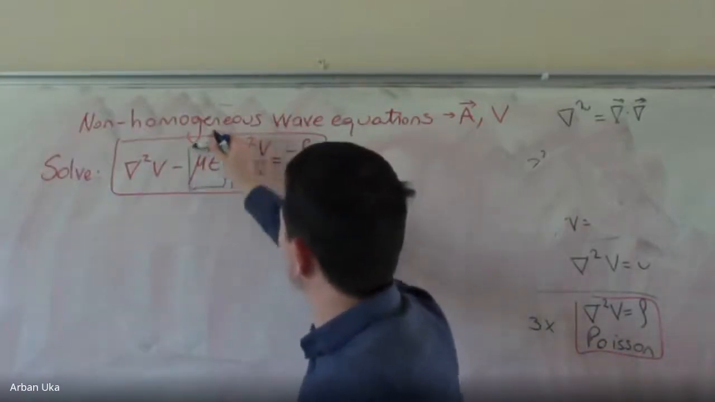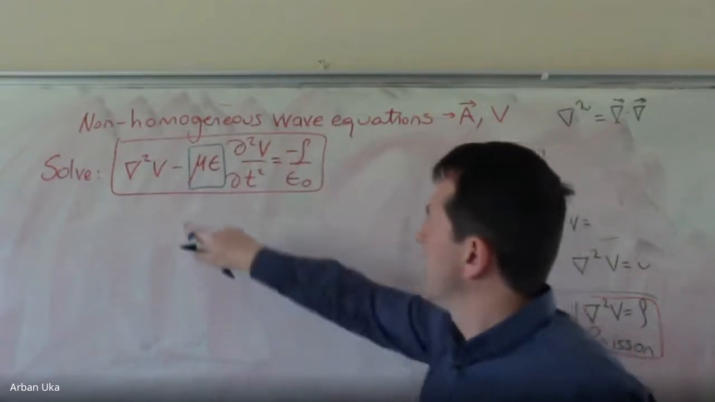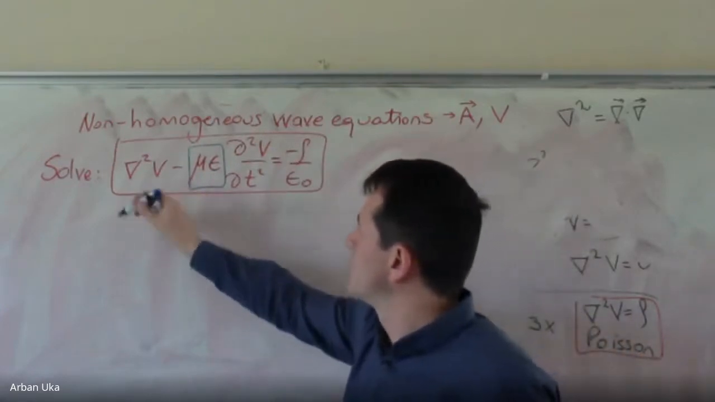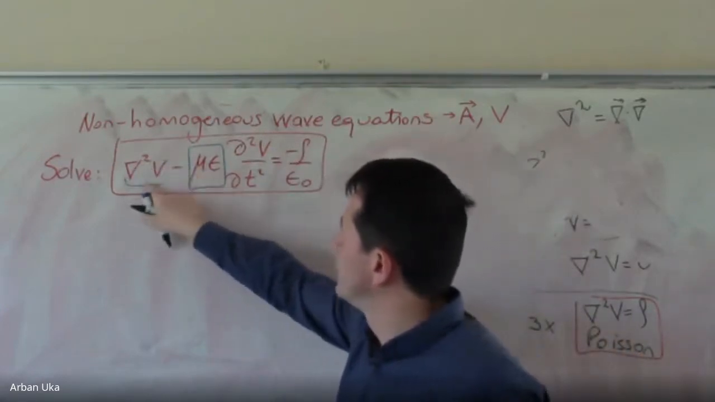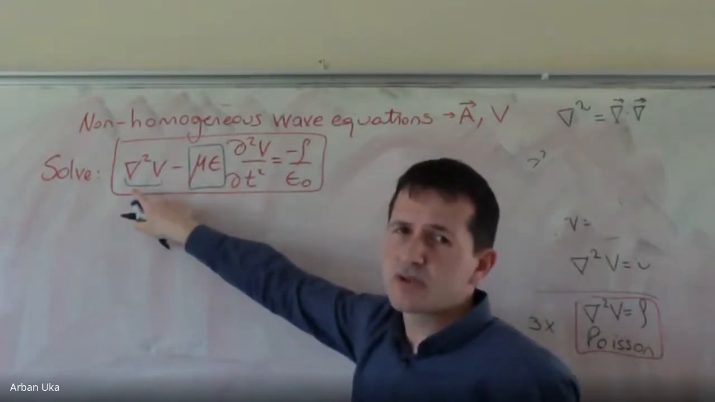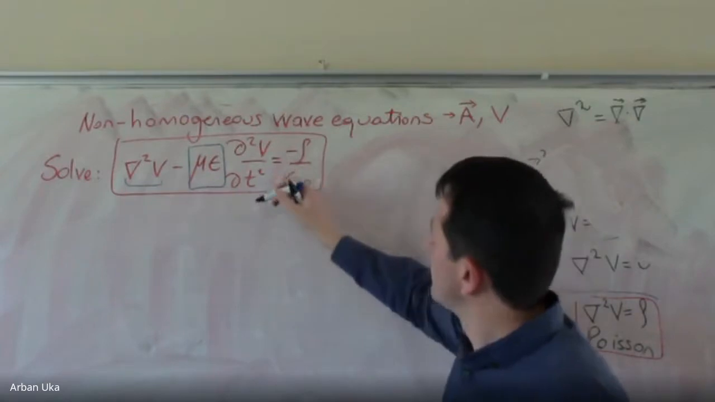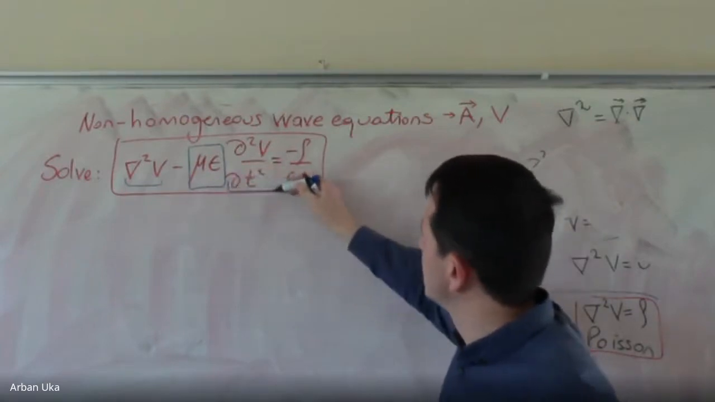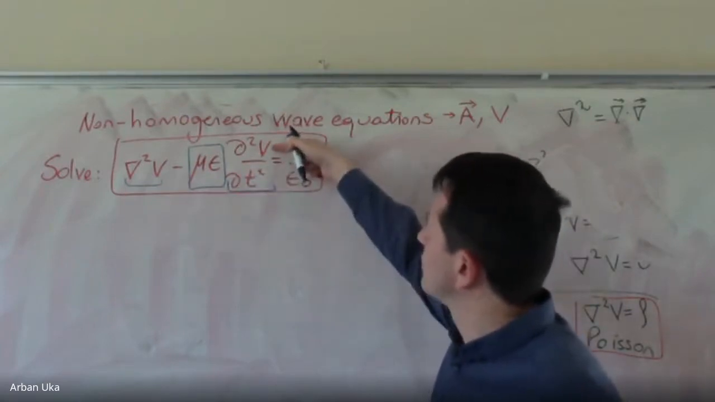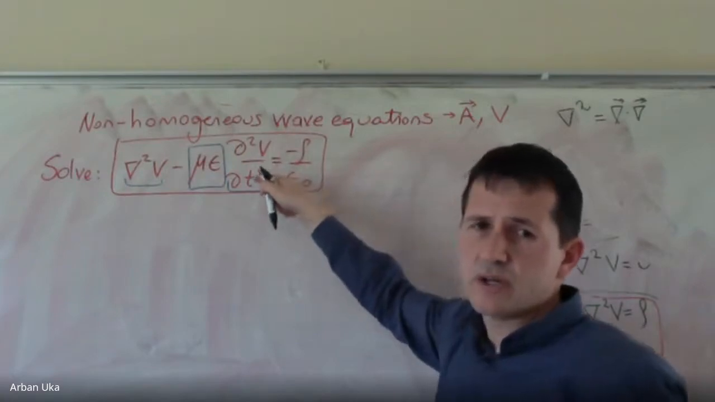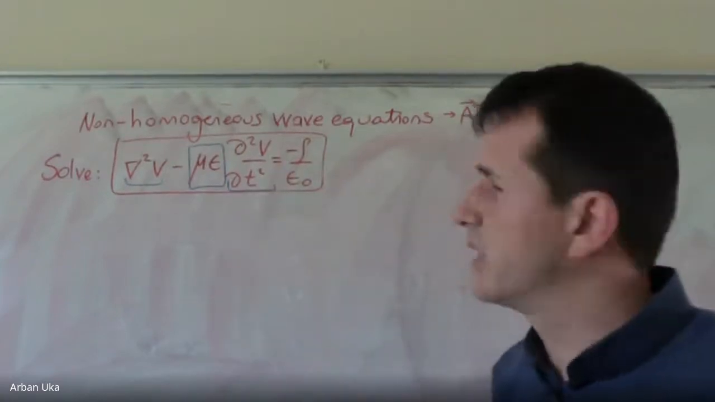So the first thing you might notice is that I have volt. And what is the unit of this whole term? This is volt divided by meter squared, okay? Because you are taking the derivative with respect to space. What about this other term here? This term has units of volt divided by second squared. So it's divided by time squared.